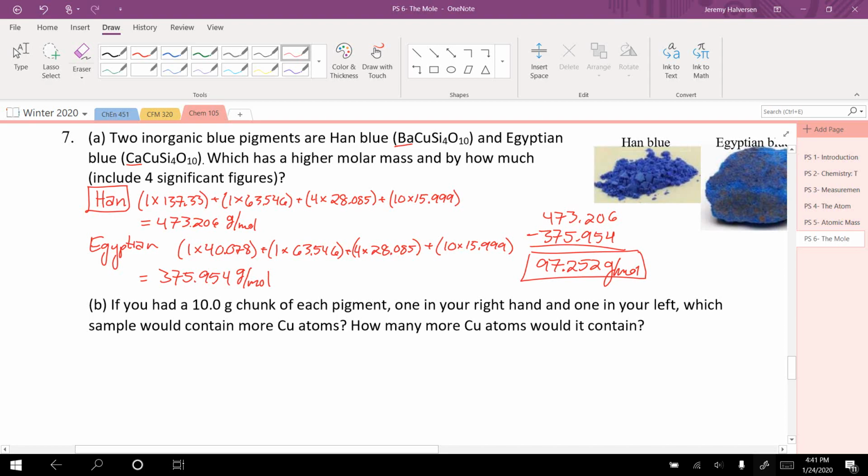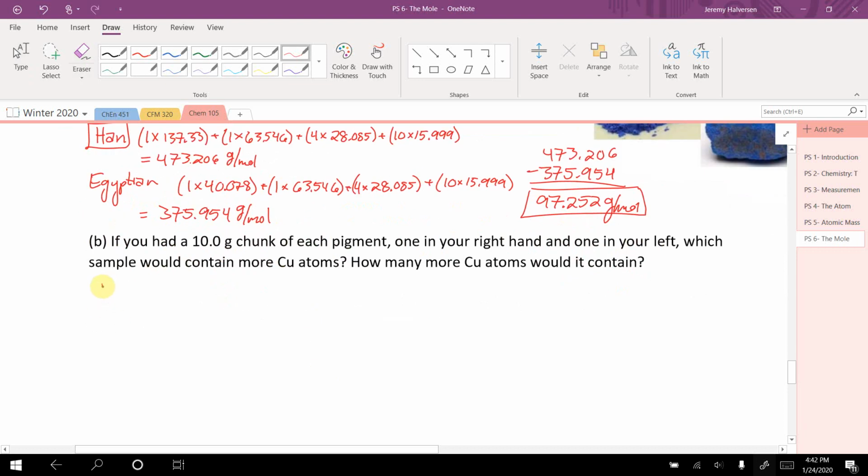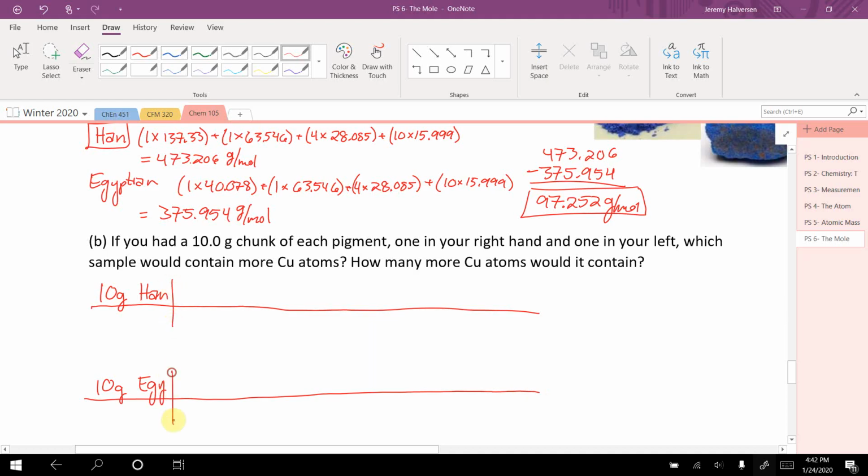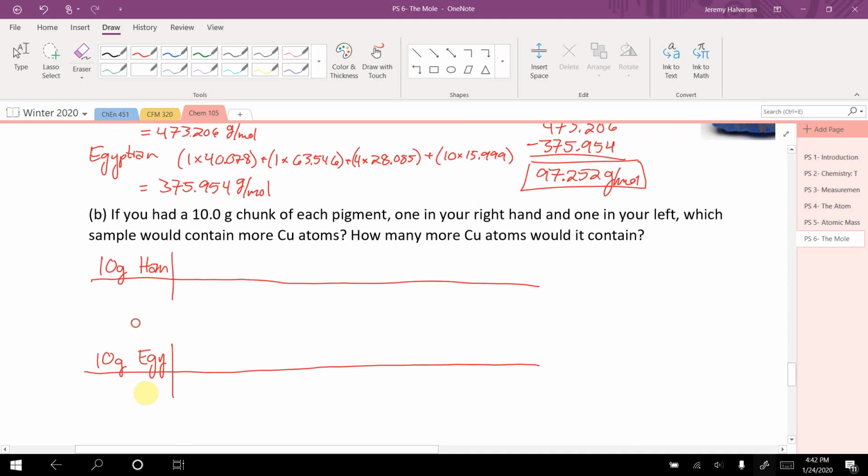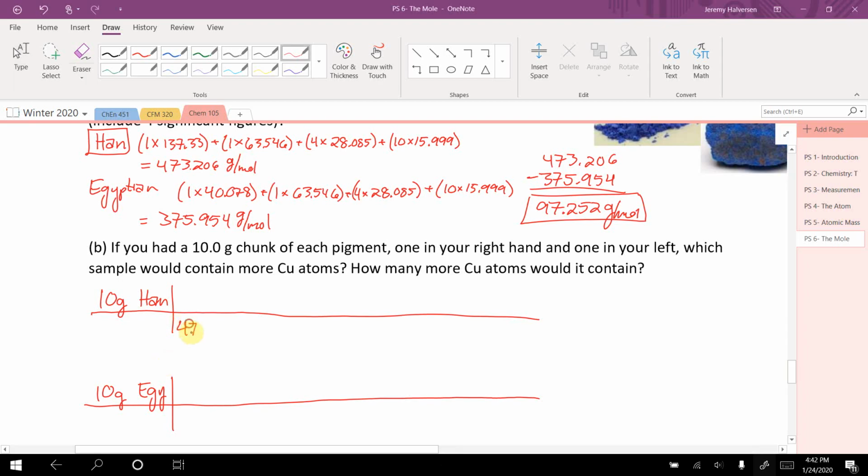All right, if you had a 10-gram chunk of each pigment, one in your right hand and one in your left, which sample would contain more copper atoms? How many more copper atoms would it contain? So again, there's an intuitive way to think about this, but because they want a specific number, let's just do the math. So I have 10 grams of Han, and I have 10 grams of Egyptian. And I want to convert it from grams into copper atoms. All right, 10 grams of Han. Well, I know the molar mass of Han is 473.206 grams per 1 mole.